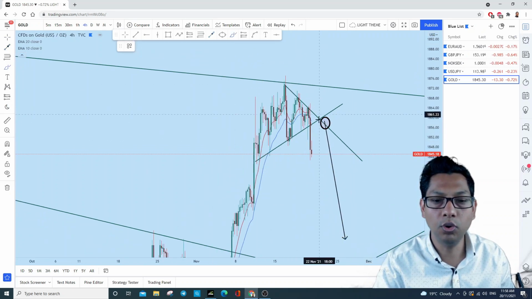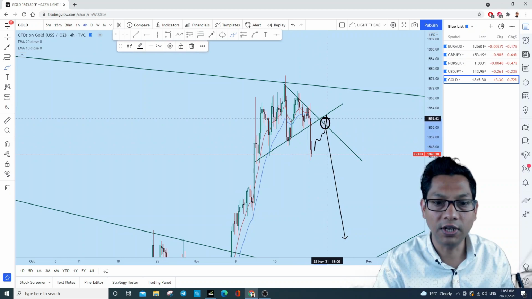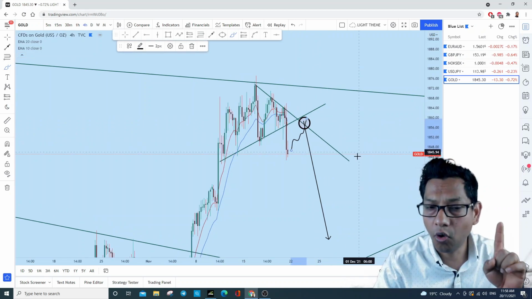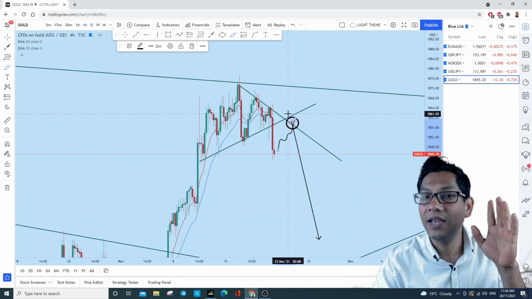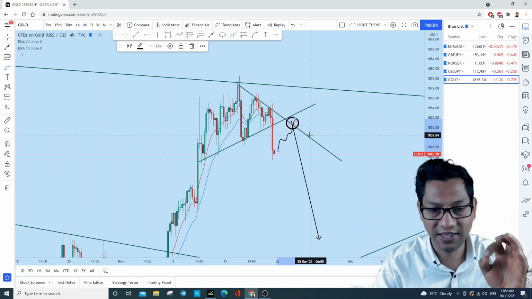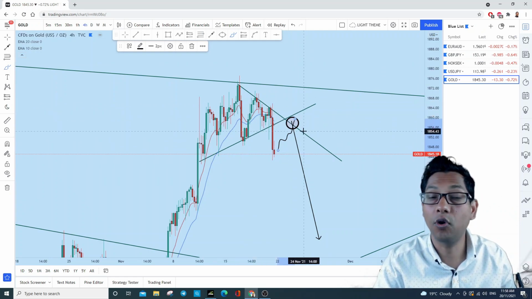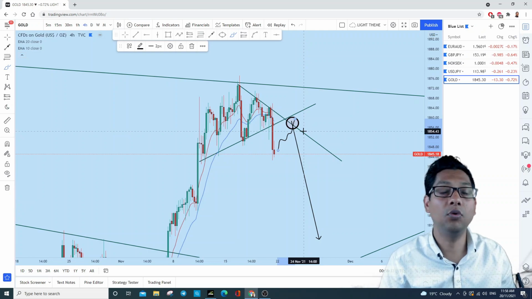Now what we will be doing with our students: we wait for the price to retrace to this level. Only if this instrument reaches here and creates a structure at that point, we'll take a short trade from here with a very good risk to reward ratio.